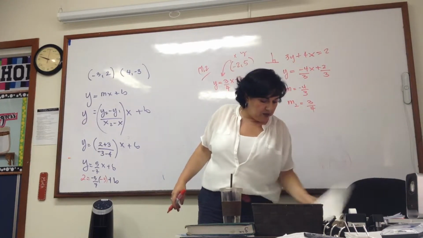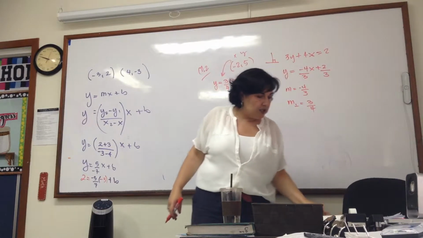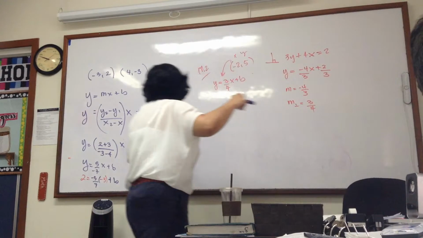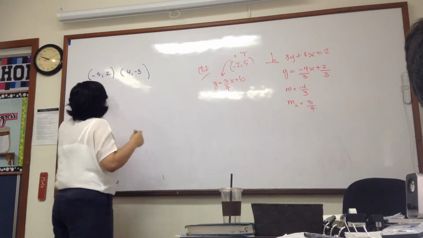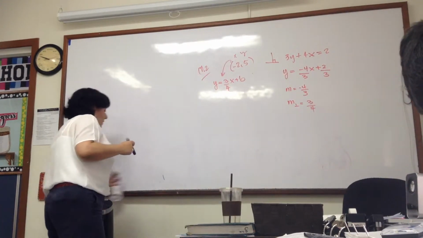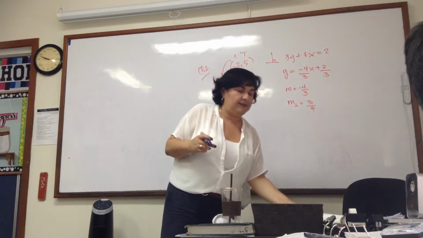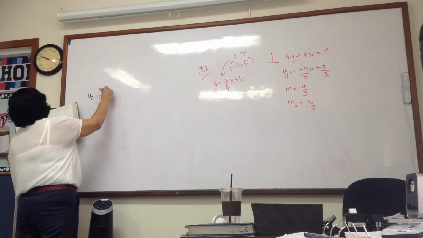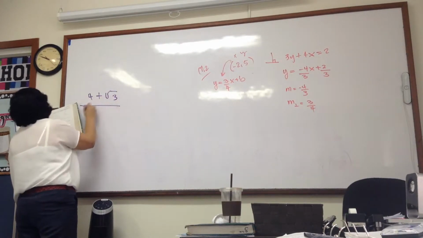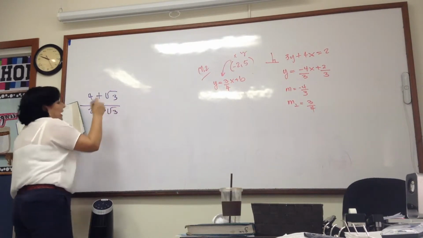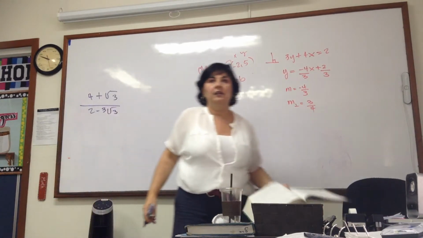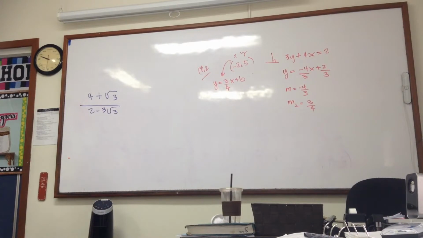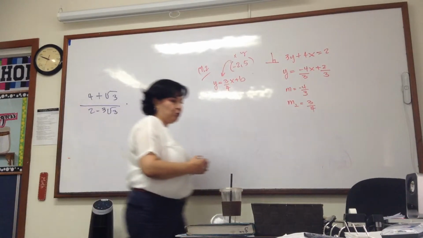Rational denominators, I don't think you have a problem with that. Do you? I'll show you. Wait a minute, don't erase, please. I have to erase this one. So do you remember how to do this? They ask you to get rid of the radical in the denominator. Remember how to do this? What do you multiply by? The bottom.